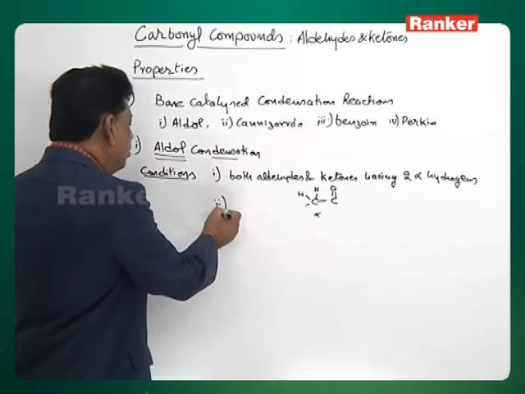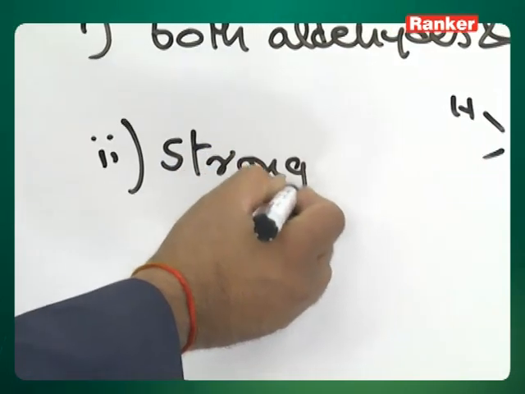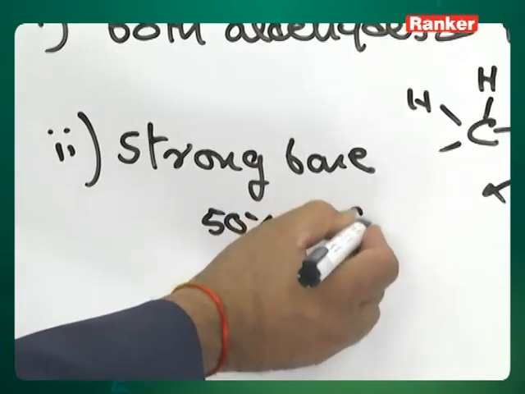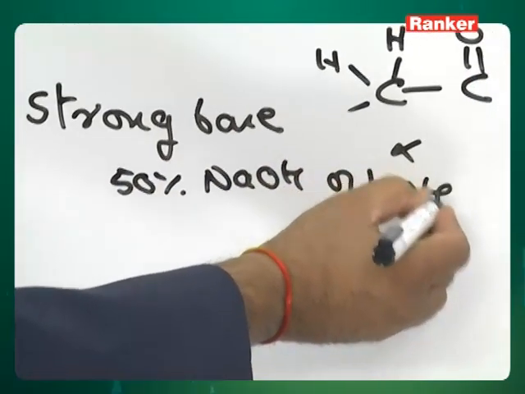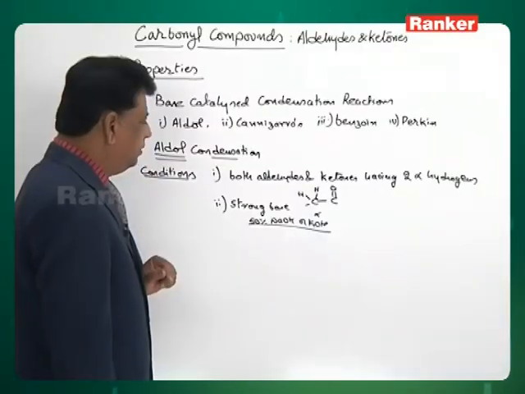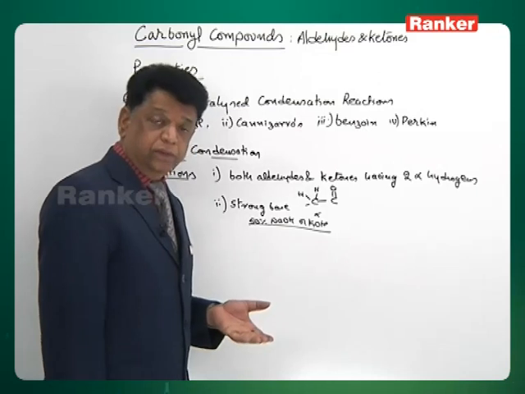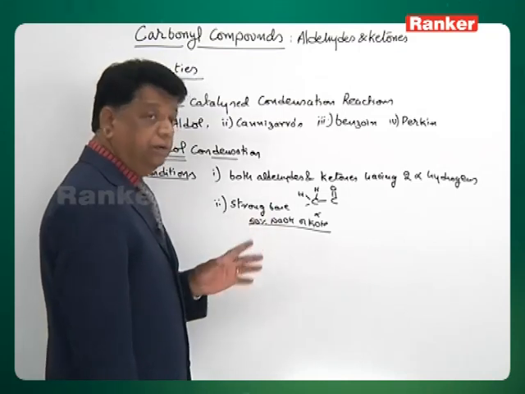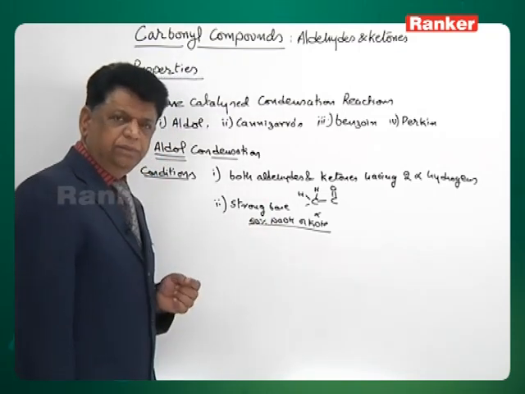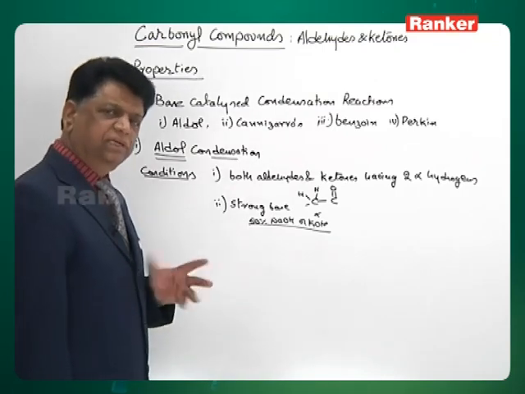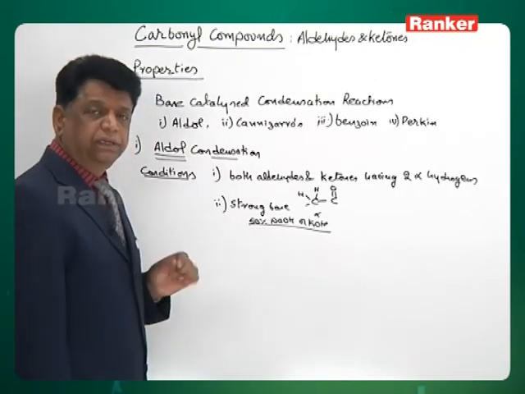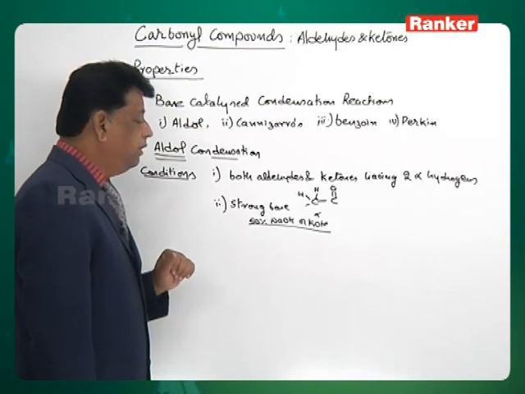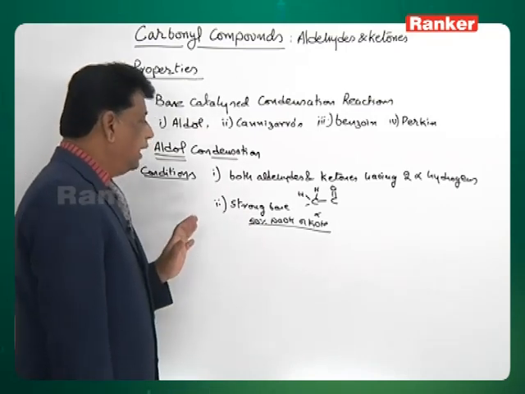Second condition is a strong base is needed. Generally 50% either sodium hydroxide or potassium hydroxide is the prescribed base, but rarely we have some questions with calcium hydroxide or barium hydroxide also. Generally dilute NaOH means 10% NaOH, beyond that we say concentrated, but here 50% means half of it is sodium hydroxide, half will be water. So, really a very highly concentrated base is the actual requirement.